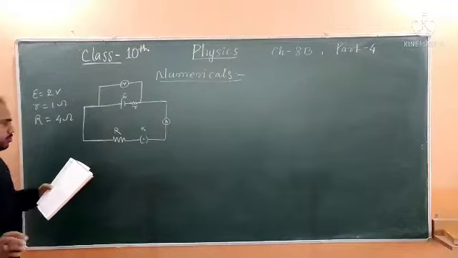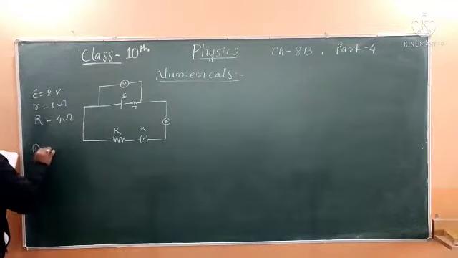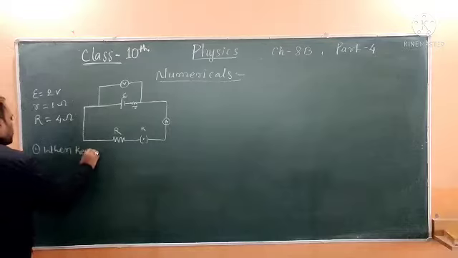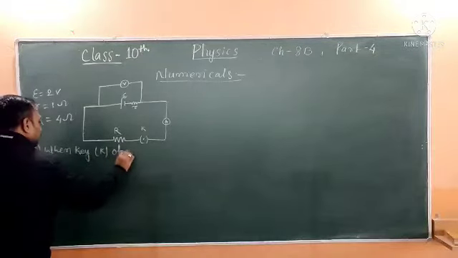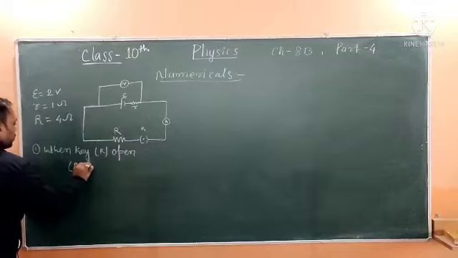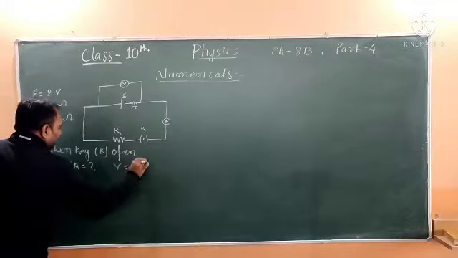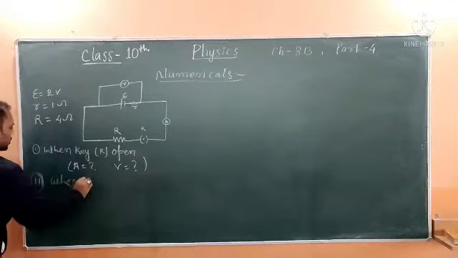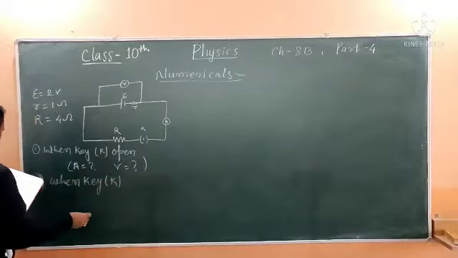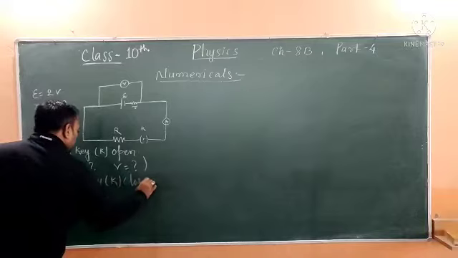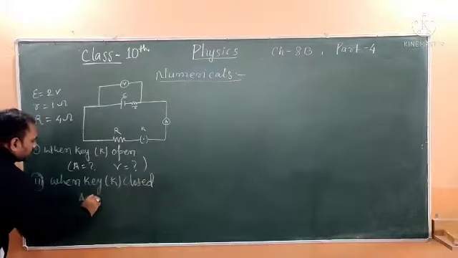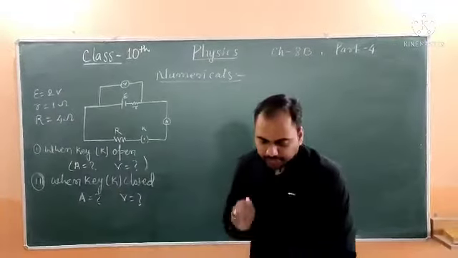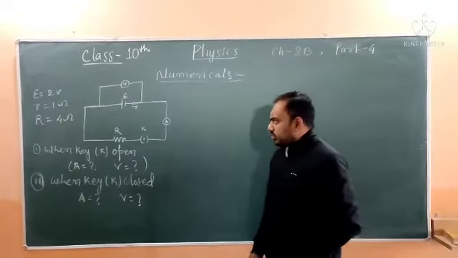First, the key is open. It asks when the key is open, what will be the reading of the ammeter and the reading of the voltmeter. The second question asks when the key is closed, what will be the reading of the ammeter and the voltmeter. I hope you get it here. This is the demand of the question.